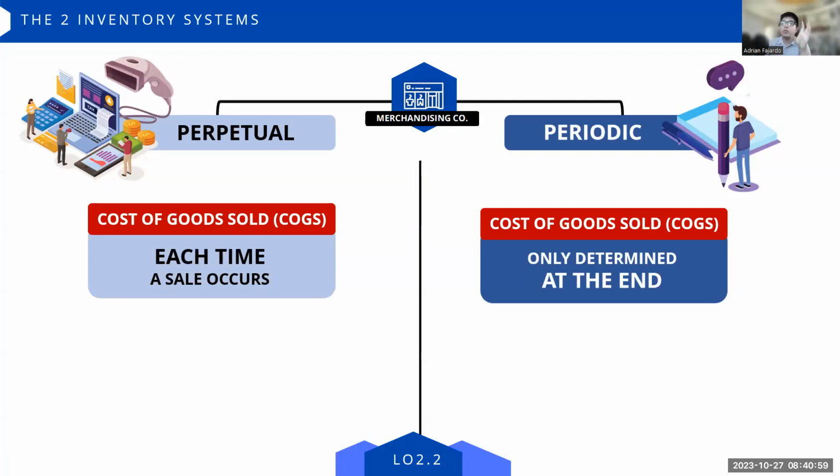Simply, it's when they record cost of goods sold. So perpetual, again, paulit-ulit, perpetually updates. Every time may sale, ina-update niya yung cost of goods sold. Okay? Cost of goods sold is the expense related whenever you sell something. On the other hand, periodic, as the name suggests, it's only at the end of the month that they record cost of goods sold. So again, perpetual, every time a sale occurs, we record a cost of goods sold. Periodic, only at the end.